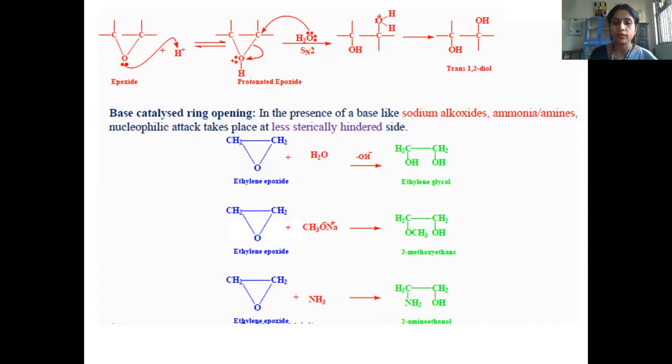The base catalyzed reaction is also similar. You can just go through it. It's just that the catalyst is a base, like sodium alkoxide or ammonia or an amine. The only thing is that the nucleophile will attack the less hindered site.